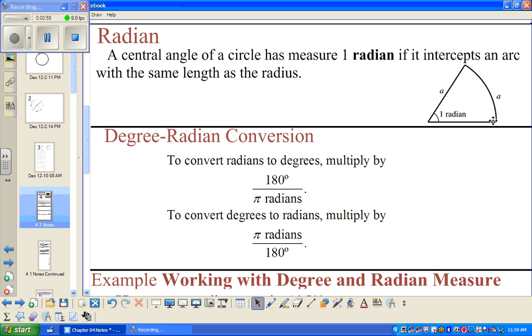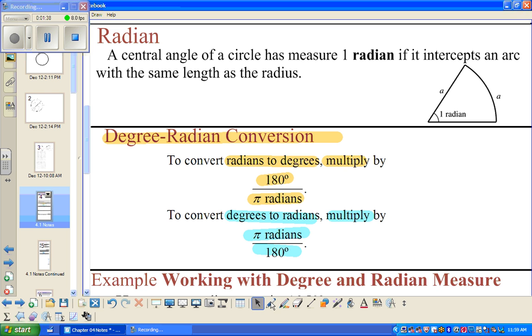I'm going to actually show you the conversions from degrees to radians and radians to degrees right away because you used that before, and then we'll talk a little more about what radians are a little later on. If you're going to convert radians to degrees, you're going to multiply by 180 degrees over pi radians. And if you're going to go from degrees to radians, you're going to multiply by pi radians over 180 degrees.